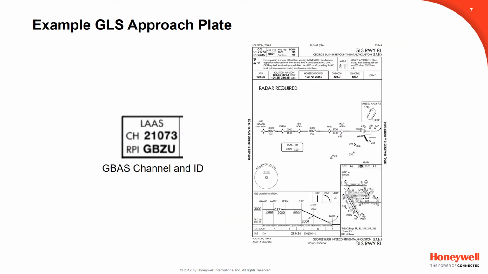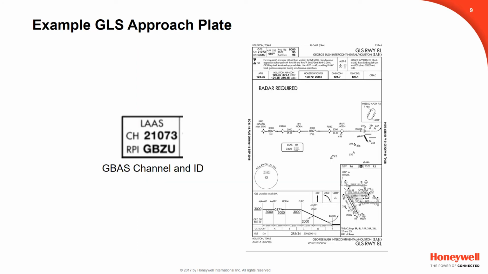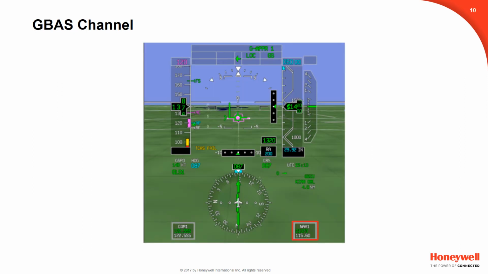After entering a GLS approach into the FMS, the pilot should cross-check the approach plate. The GBAS ID, in this case Golf Bravo Zulu Uniform, should be cross-checked on the primary flight display. The GBAS ID, or GBZU, is shown in the nav data block to the right of the HSI. The pilot should also confirm auto-tuning of the correct channel ID in the nav radio, in this case 21073. The nav channel can be viewed on either the MCDU or on the PFD in the nav window.